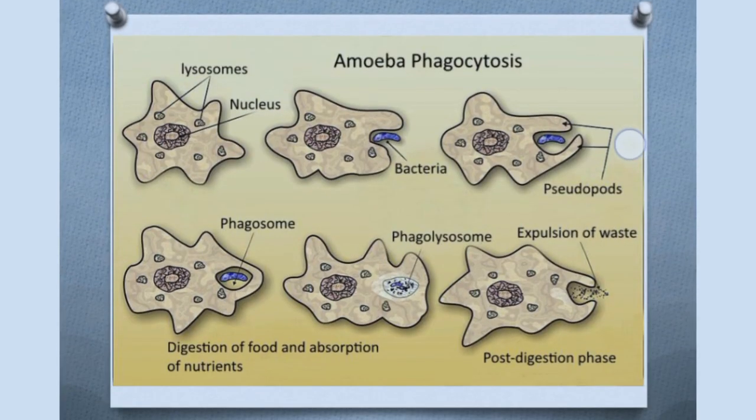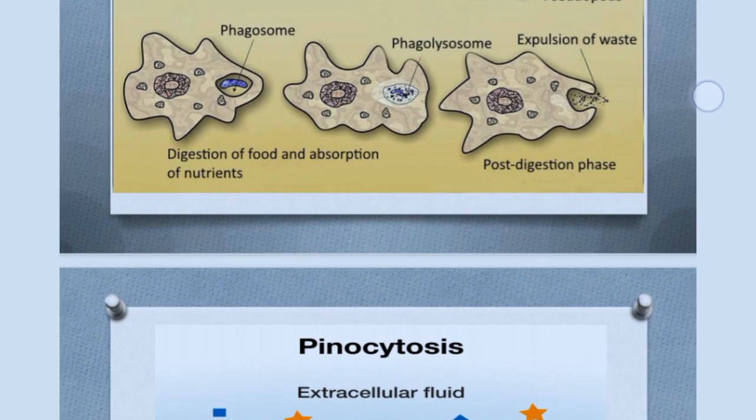Phagocytosis is also seen in amoeba. Here you can see the structure of amoeba. Bacteria comes in contact with amoeba, then it starts to grow its pseudopods or false legs. Then it captures that bacteria. Then there is a phagosome. It engulfs it, eats it or kills it. And after digestion, there is expulsion of waste. So this figure shows phagocytosis in amoeba.